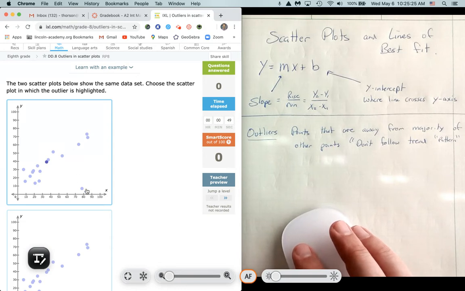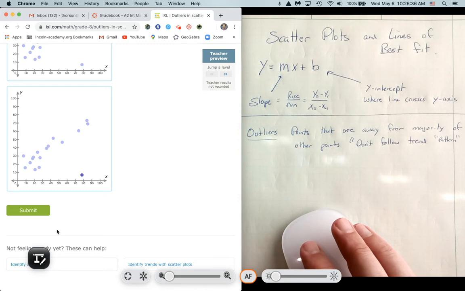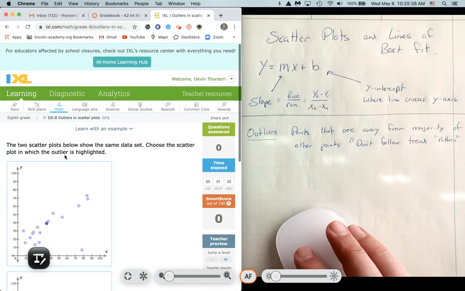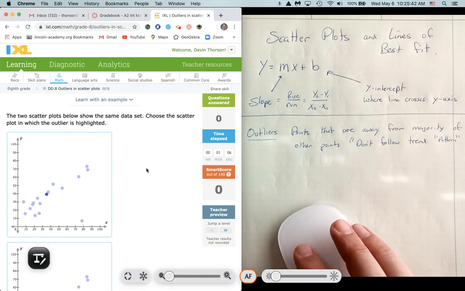Once in a while, though, we get some weird point that sits way out here that doesn't really follow the general trend or pattern of the other dots. We call those outliers. So your first lesson is just to say, okay, it says the two scatter plots show the same data set. Choose a scatter plot in which the outlier is highlighted.